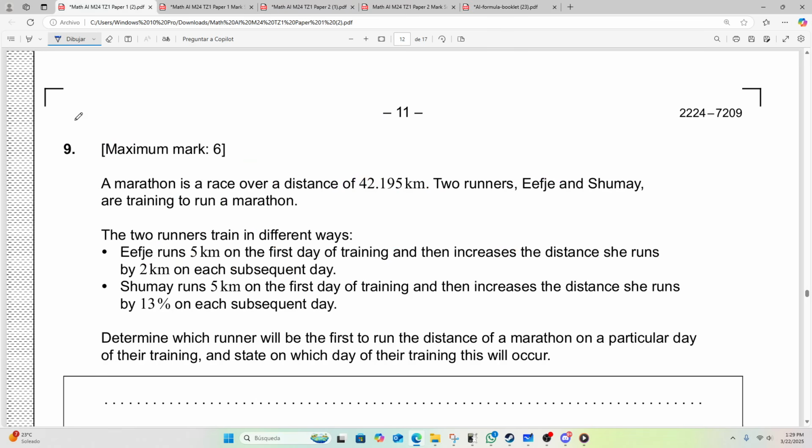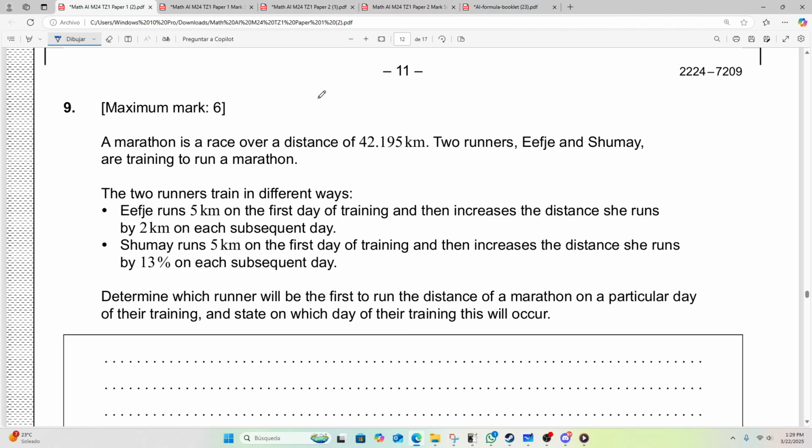So the next time you're doing an exercise like number 9, where clearly you have something that is about sequences, you can see that over here, we have 2 runners that train in different ways. And so the first runner runs 5 kilometers on the first day, so that would be like your U1. And then she runs 2 kilometers on each subsequent day. So that means you have +2 each time.